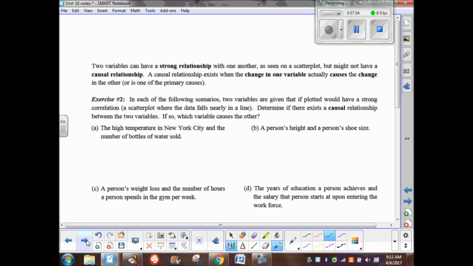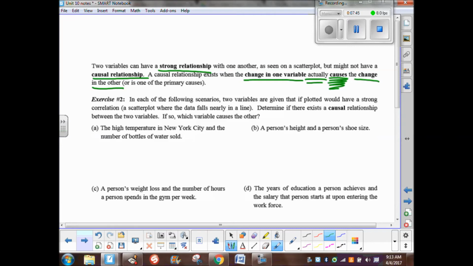Then it says two variables can have a strong relationship with one another, as seen on a scatter plot, but might not have a... Look at that word closely before you say it in your head. Okay, it's causal relationship, not casual. Casual is spelled differently. A causal relationship exists when the change in one variable actually causes the change in the other, or is one of the primary causes. One causes the other to happen.